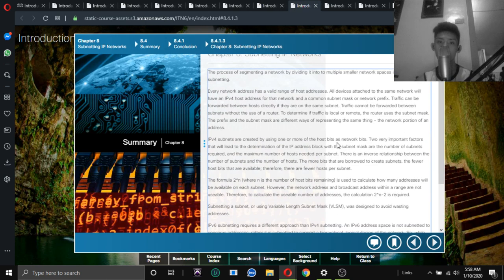Next, subnetting IP networks. The process of segmenting a network by dividing it into multiple smaller network spaces is called subnetting. Every network address has a valid range of host addresses. All devices attached to the same network will have an IPv4 host address for the network and a common subnet mask or network prefix. Traffic can be forwarded between hosts directly if they are on the same subnet.